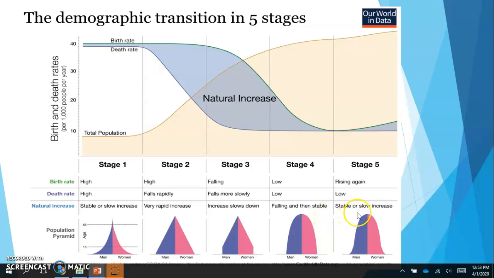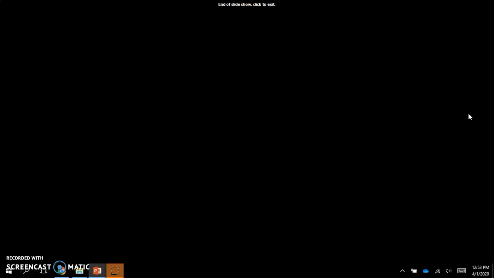And then stage 5, this is kind of like almost like a theoretical stage, because we really talk about the demographic transition in 4 stages. But in stage 5, we've got rising birth rates, low death rates, and then a stable or a slow increase. But what I really want you guys to focus on is stages 1 through 4. Okay? So that is our review of population.